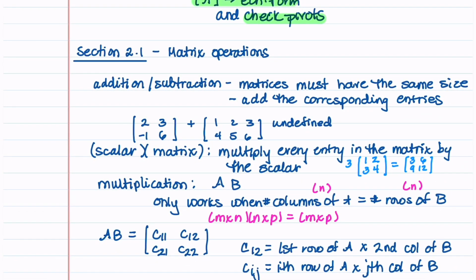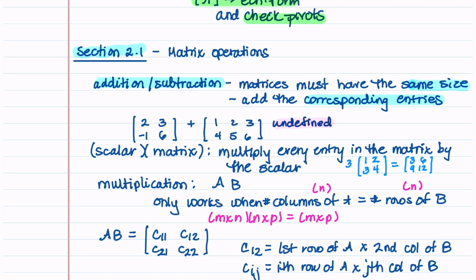This now brings us to chapter 2. The first section in this chapter that we looked at was on matrix operations. We went over addition and subtraction, and remember that to add and subtract matrices, they have to be the same size. And then you just add or subtract the corresponding entries. I gave you an example here of where two matrices can't be added together because they're of different size, and for that you say that they're just undefined.